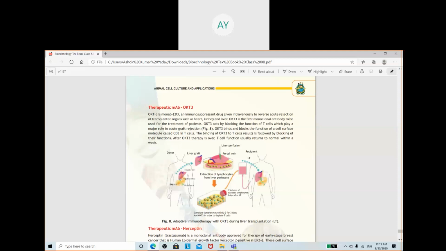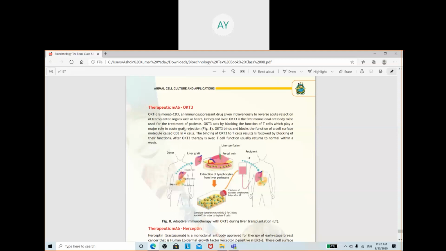So what is the function of OKT3 monoclonal antibody? It will mask. Suppose your head is covered with black cloth. Can you recognize your mother without listening to her voice? You cannot recognize. In the same way, the T helper cell is responsible for recognizing any body part, whether it is part of your body or not. How does it recognize? Due to the presence of CD3 protein.